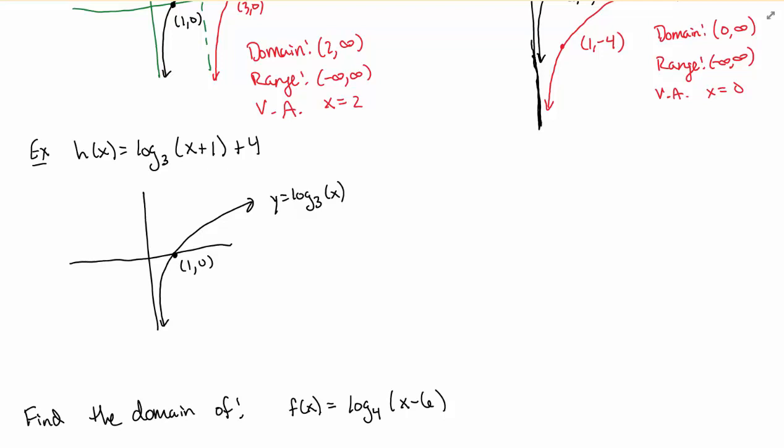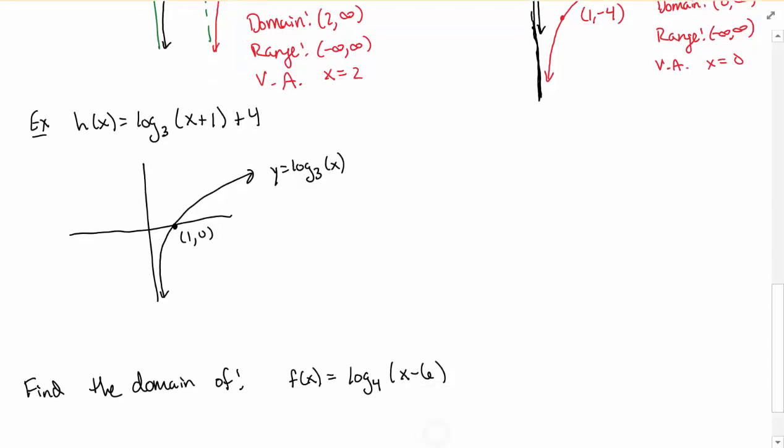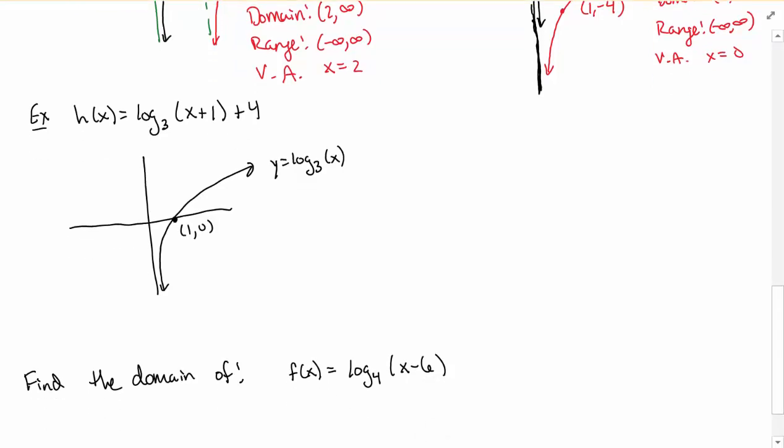Plus 1 is inside the function, so I'm affecting the x's. It's going to go left by 1. Right now my vertical asymptote is at x is equal to 0, so if I move that to the left by 1, I'm sitting over at x is equal to negative 1. If I move this point over by 1, I'm now sitting at (0, 0). Woo! I swear it looks like the other one. This is log base 3 of x plus 1.